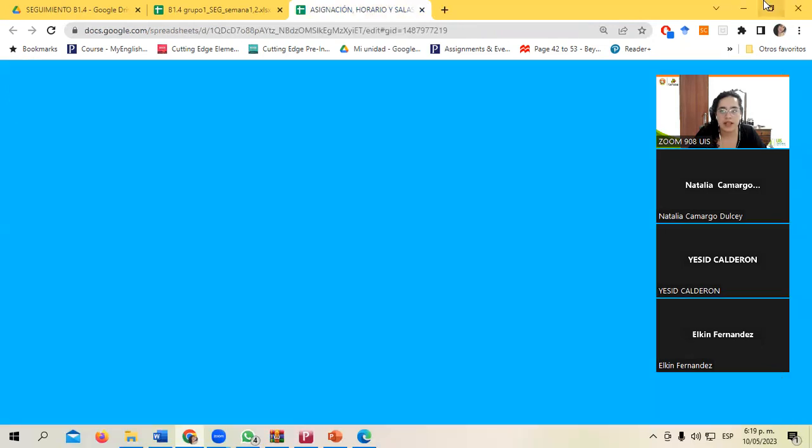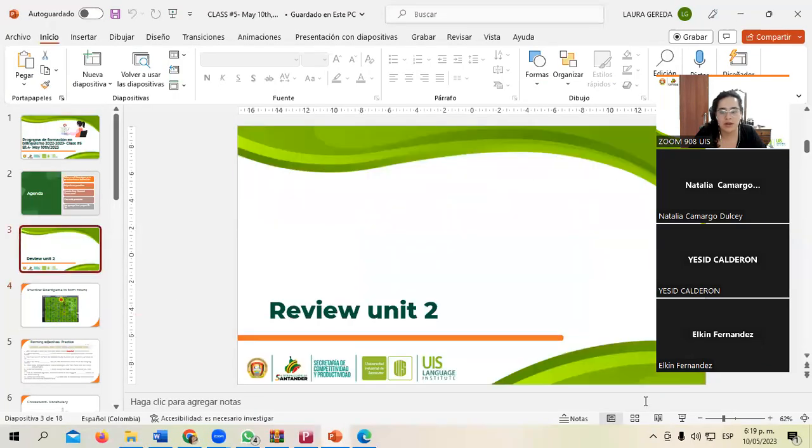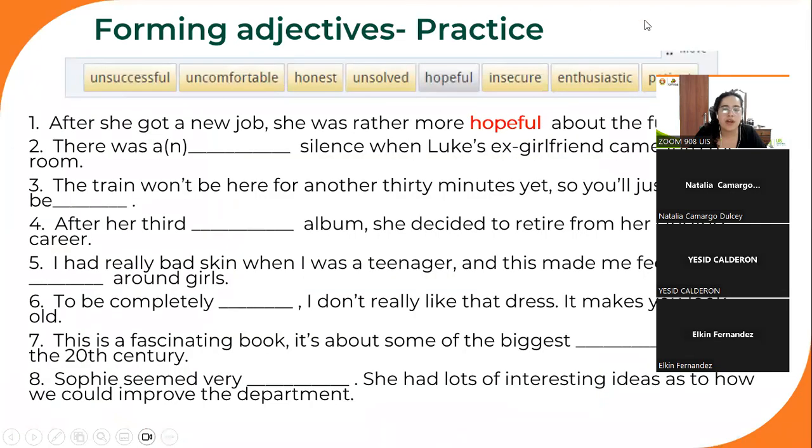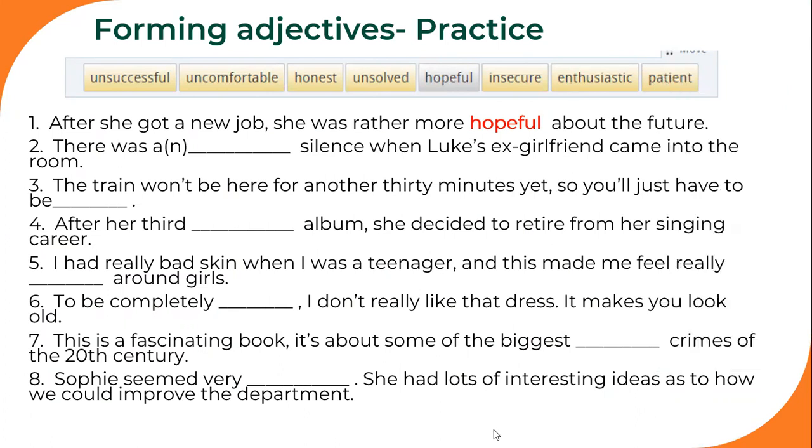Now, let's continue with our review for Unit 2. We are going to complete this exercise to review the adjectives. So in this previous part of Unit 2, we studied adjectives and the prefixes and suffixes, remember? So here we have some adjectives: unsuccessful, uncomfortable, honest, unsolved, hopeful, insecure, enthusiastic, and patient. Your task now is to read the sentences and complete them with the correct adjective.